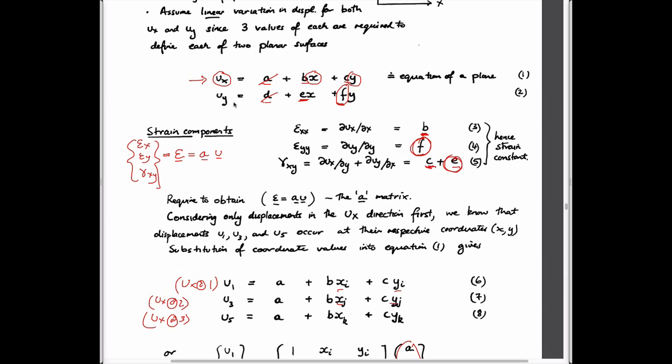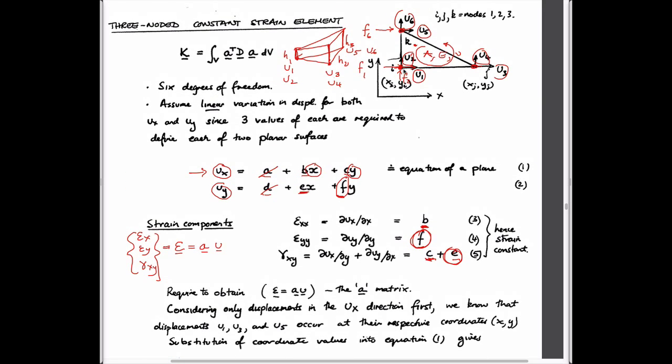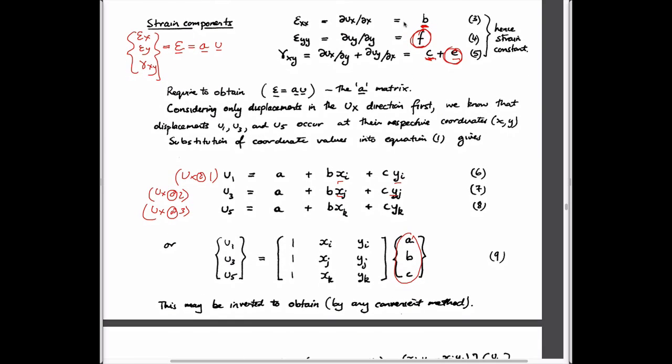And so now we can do exactly the same for Y. We can take this expression and write it once at node 1, where we know the coordinates and we know the displacement in the Y direction would be U2. We can write it once at node 2, where the displacement in the Y direction would be U4. And we can write it at node 3, where the displacement in the Y direction would be U6, and we know the coordinates of those points. So just as we did for this earlier expression, we just repeat.